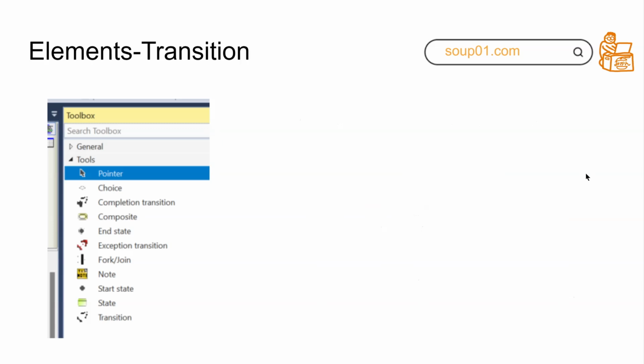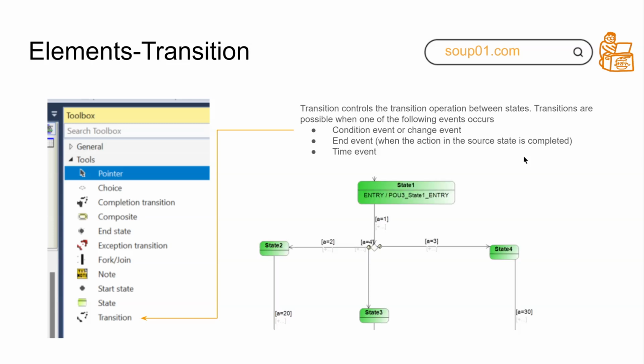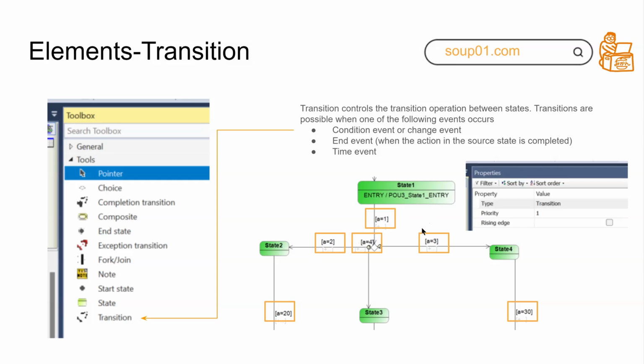Then we have another very important element called transitions. Transitions control the operation between two states. And the transitions are possible when one of the following events happens, for example a condition, an event, or a time event. I chose the same example as you see here. It depends on variable A, then you jump to different statuses. And also for each transition, you can set a priority or the probabilities.